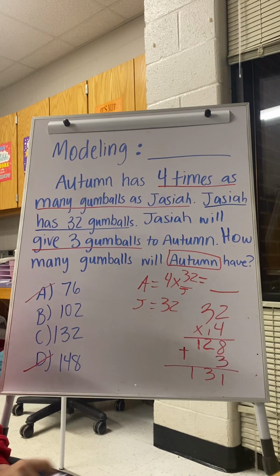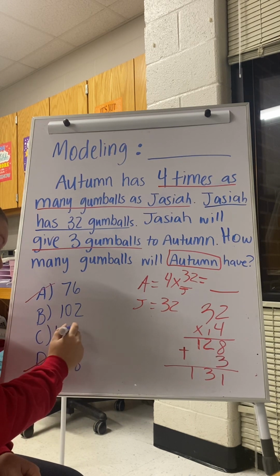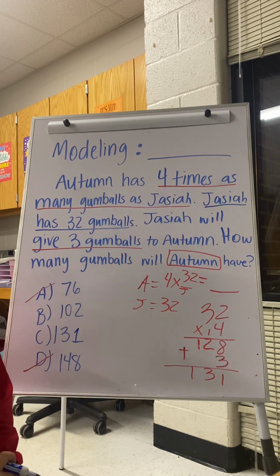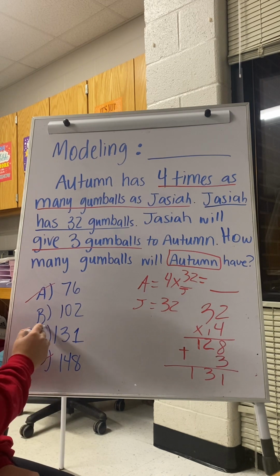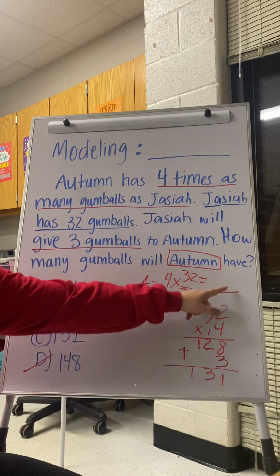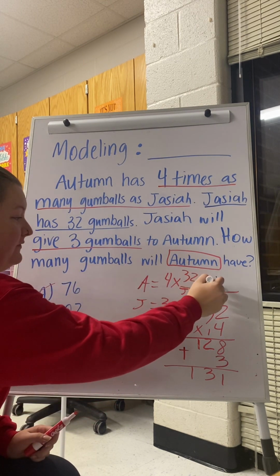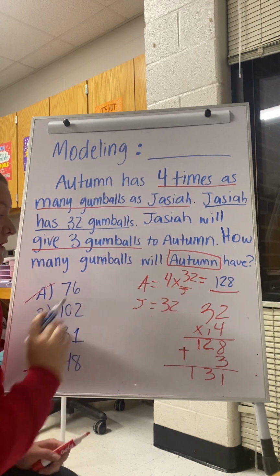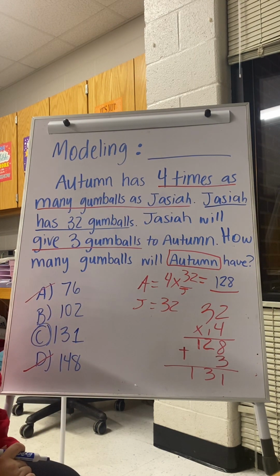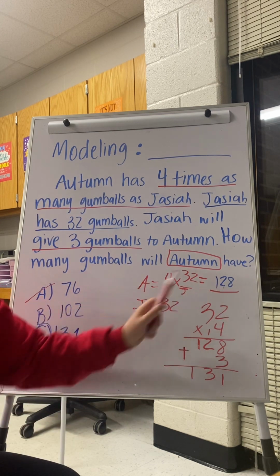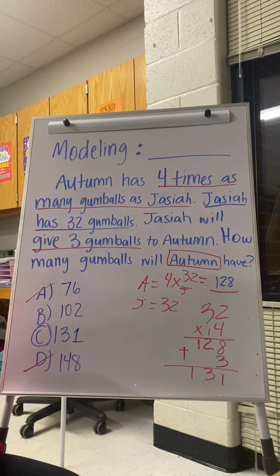131. And Miss Hatcher made a mistake. This is actually supposed to be a 1, but hopefully that makes you laugh. Our answer choice is going to be C, because we first had to find Autumn's amount, which we figured out by itself was 128. Okay, and then we had to say, okay, if Josiah is giving 3 more gumballs to Autumn's amount, which is this, then it's going to equal 131, which is C, 131.